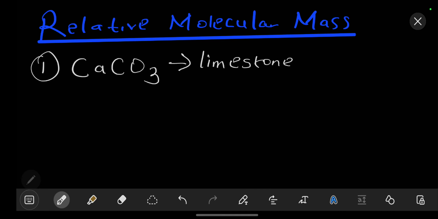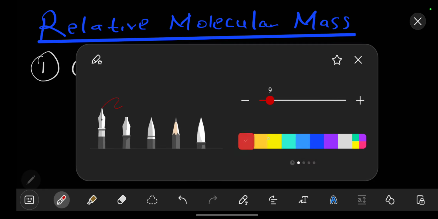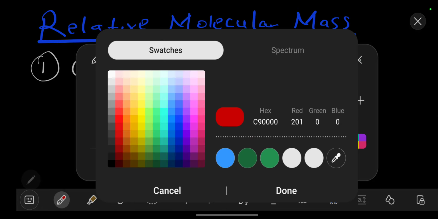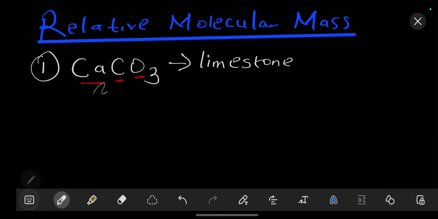Now let's go into how we can calculate this. The first thing to do is to bring out the mass numbers of each of the component elements. For instance, the mass number of calcium will be brought out, the mass number of carbon will be brought out, and the mass number of oxygen will be brought out. So we have 3 elements here. Calcium has a mass number of 40, so bring that out. Then carbon has a mass number of 12. Then oxygen has a mass number of 16.